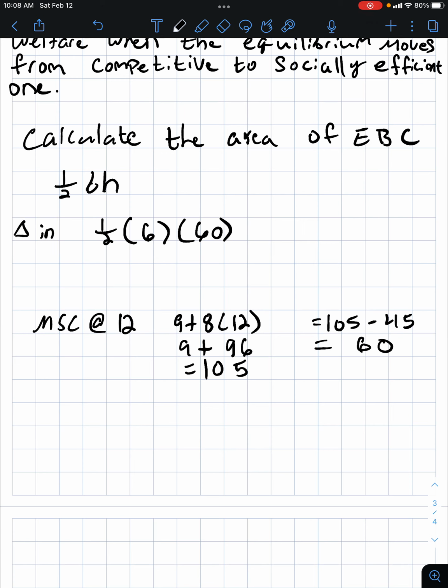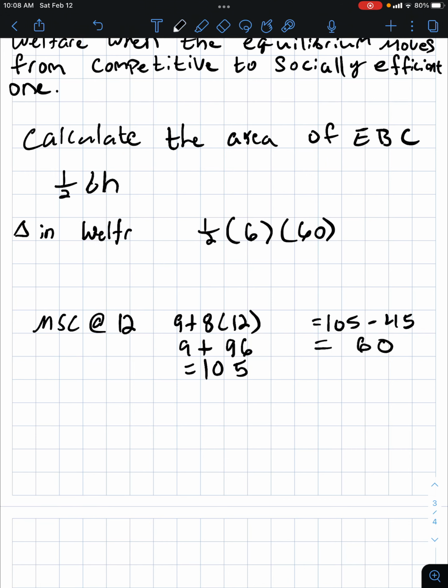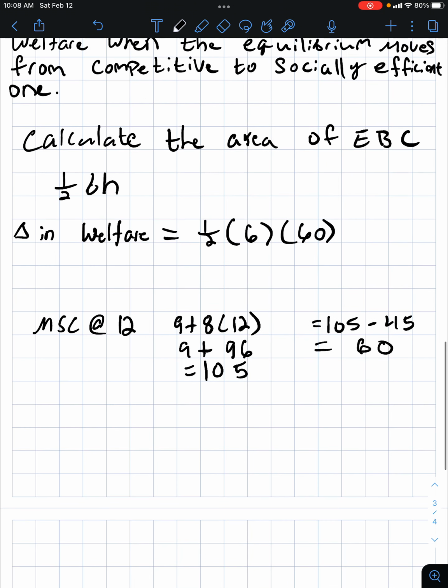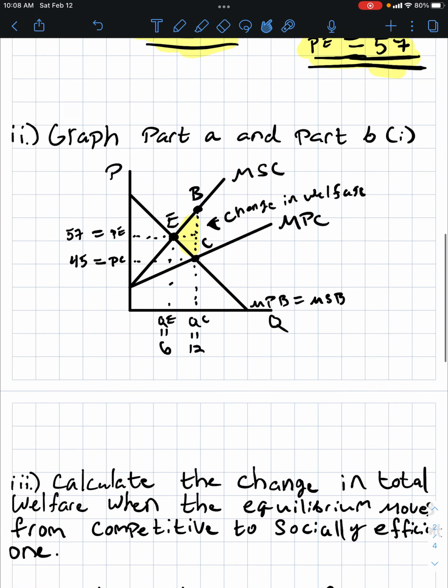So then we get a change in welfare equal to 1/2 times 6 times 60, which is equal to 360 divided in half, that's 180. 180 is our answer to part C. And that is the solution to the problem.